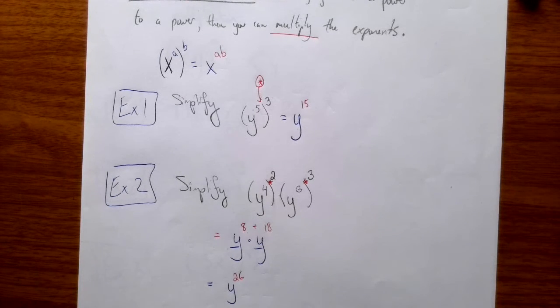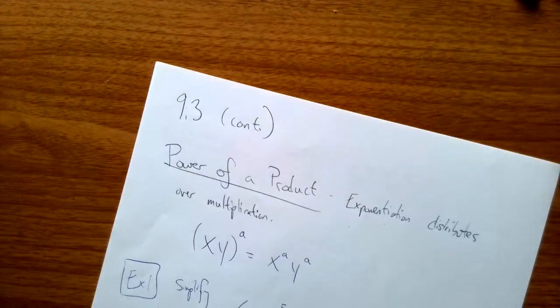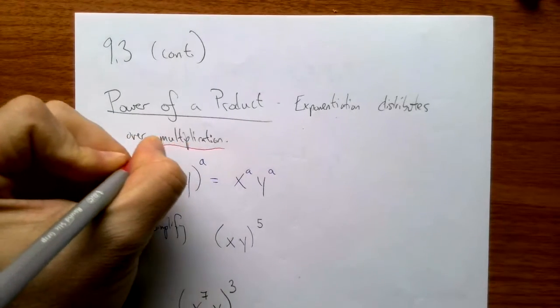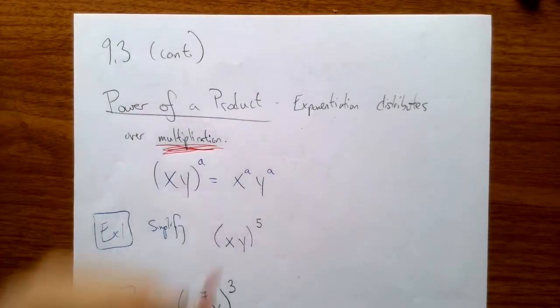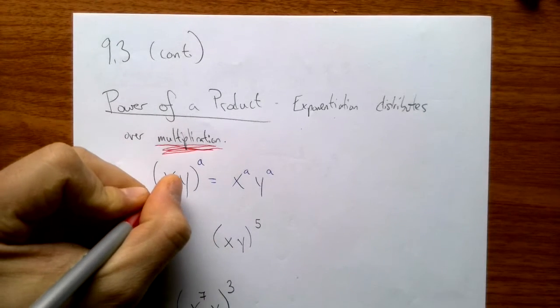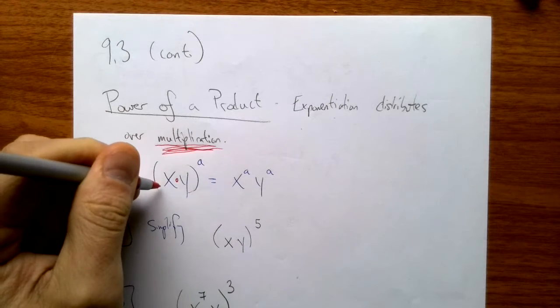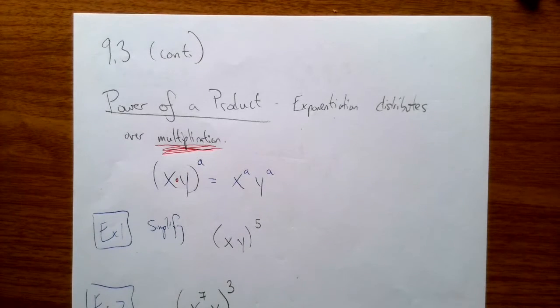Moving on. The last property that we're going to talk about today is called a power of a product. What this says is that exponentiation distributes over multiplication. And I've got to be really careful here that it distributes over multiplication. So here we have x times a in parentheses, or this quantity, being raised to the power of a.